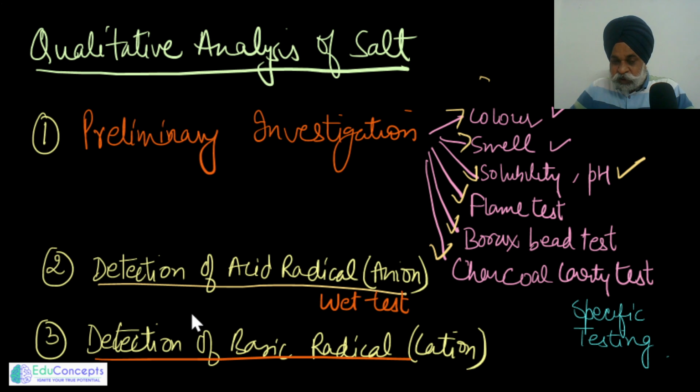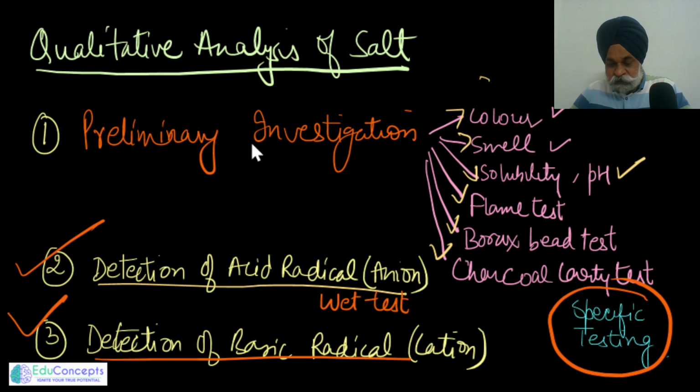So this particular salt analysis session may be divided into 3-4 parts. First I will take the acid radical, then the basic radical, then problem solving on that, and lastly I will do the flame test, borax bead test, and charcoal cavity test. These are also very important, but from the IIT point of view, of theoretical basis, we would be addressing these two first. And lastly, we will do the specific testing. Once you have segregated the cations and anions into some parts, then individually you have to see which cation and anion it would be. For that, you have to do the specific testing. So this is the fourth part, specific testing.